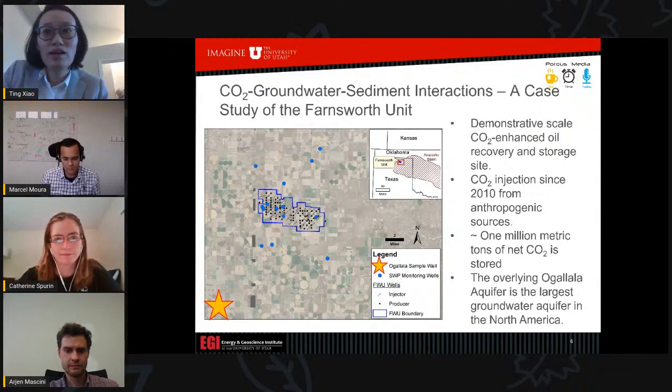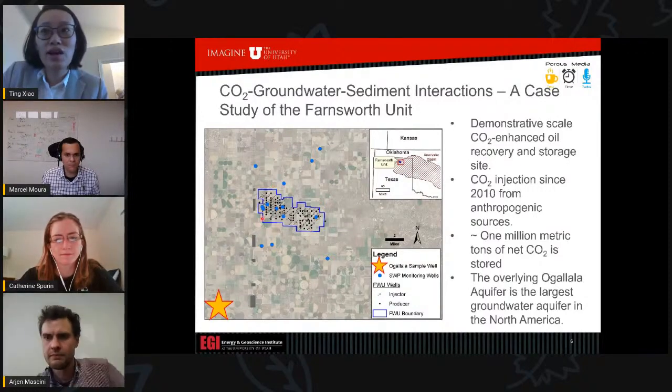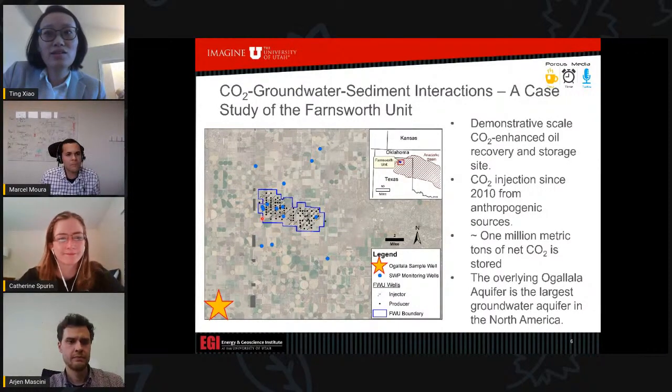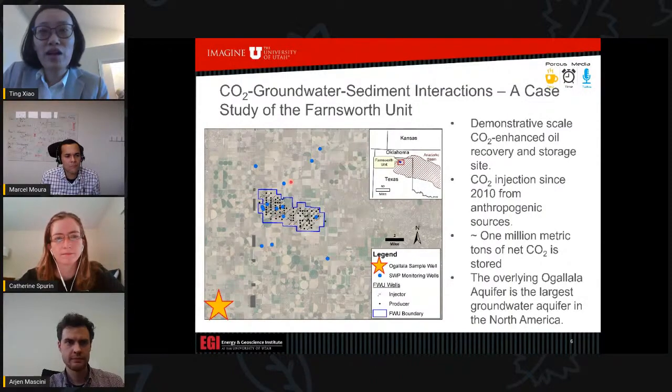The overlying shallow groundwater aquifer of this site is the Ogallala aquifer, which is the largest groundwater aquifer in North America. We have many shallow groundwater monitoring wells to collect water samples routinely. By far, we didn't see any leakage from this site, and these monitoring data are very useful for us to know the background value of the groundwater quality.